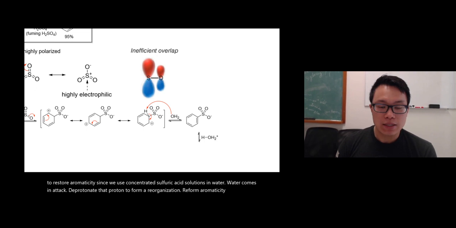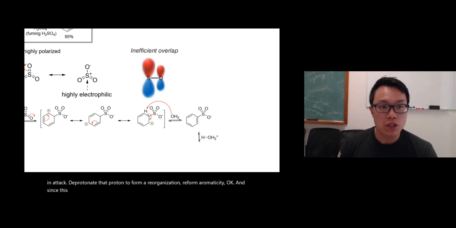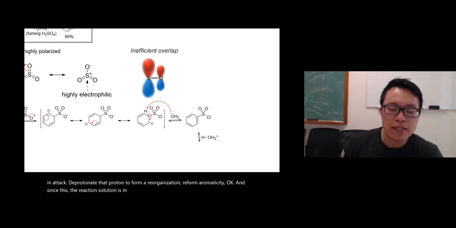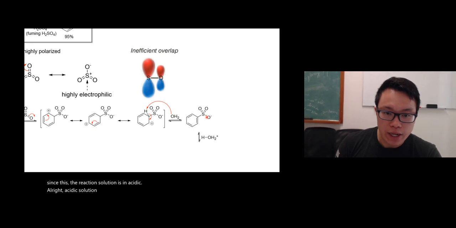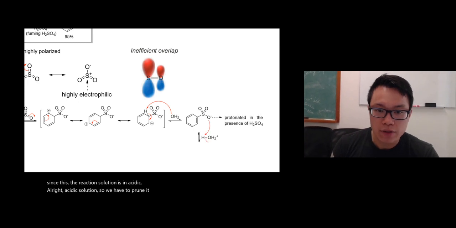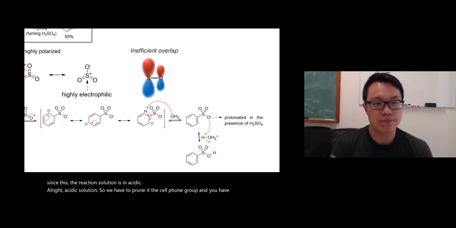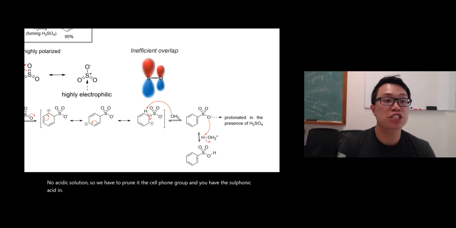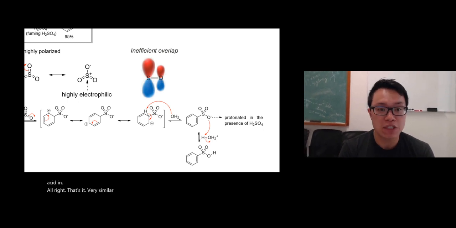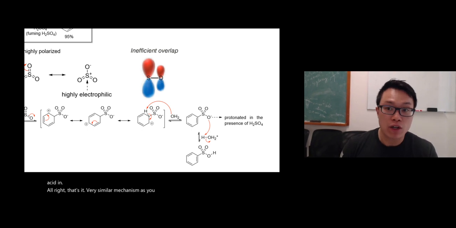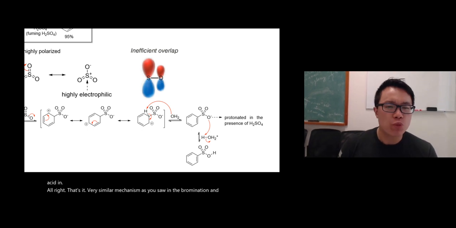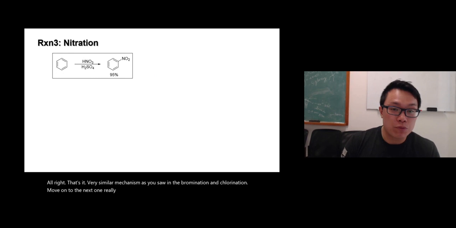Since the reaction solution is acidic, we have to protonate the sulfonyl group, and ta-da, you have the sulfonic acid. All right, that's it. Very similar mechanism to what you saw in the bromination and chlorination. Move on to the next one. Really simple, and the same thing. We call it nitration.